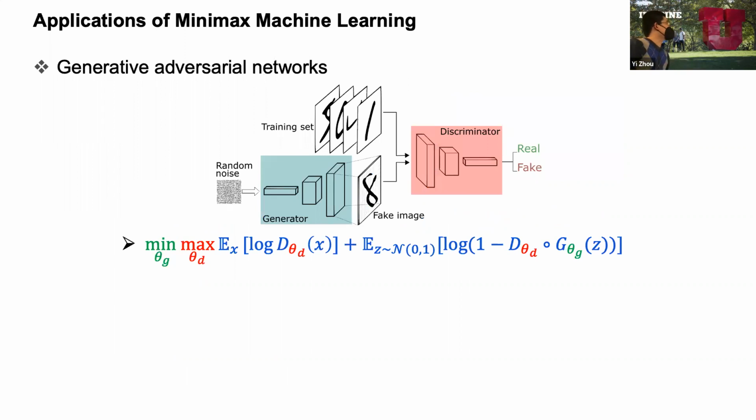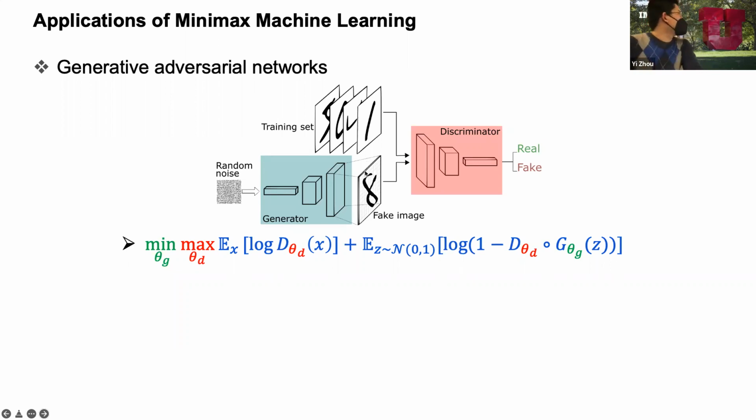And the next example is a very popular example called generative adversarial networks. So in this task, we want to create a generator model that can generate fake images. Specifically, we have a training set which contains real images, for example, these handwritten digits. What we want is to train a generator so that once we input random Gaussian noise, it will generate a fake image as similar to the training images as possible.